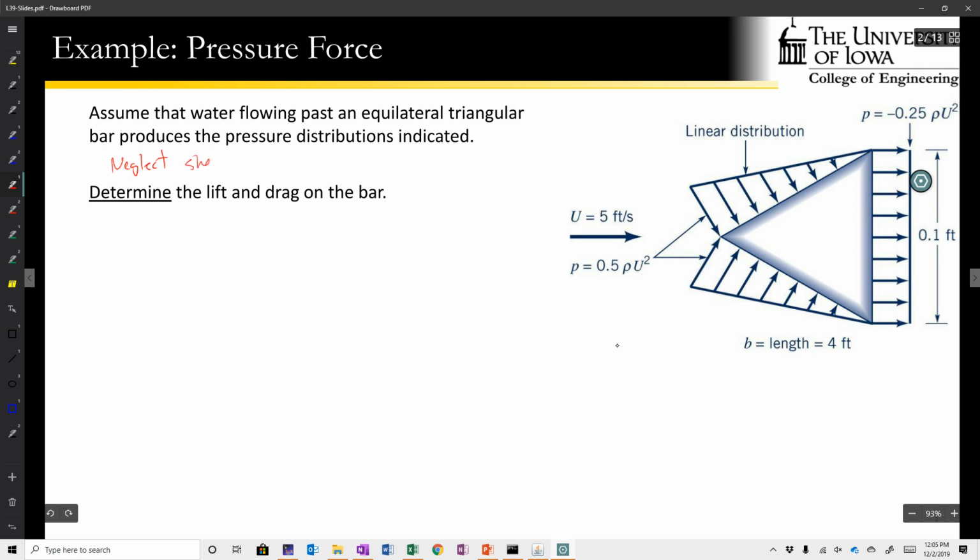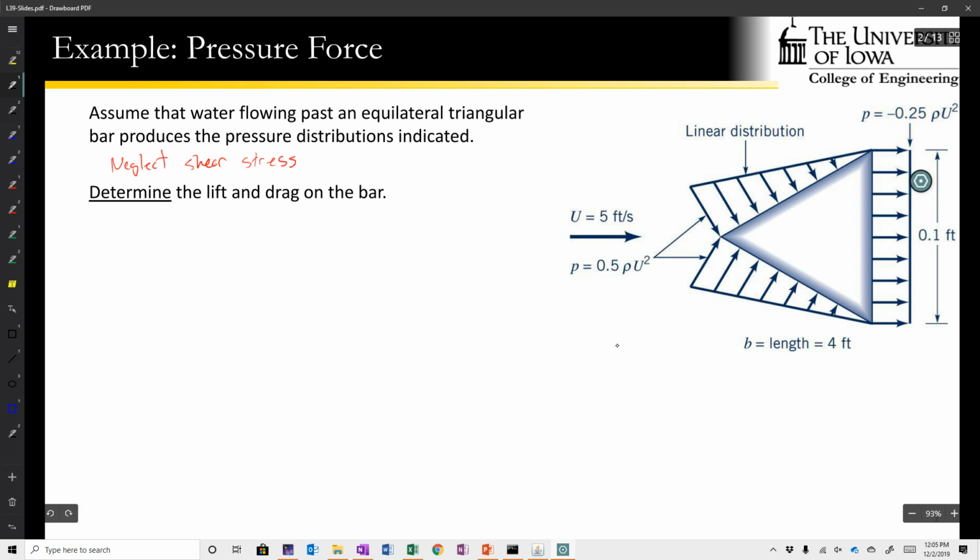In this problem, we are neglecting shear stress. But given this information, we're now asked to calculate the lift and the drag on this bar. So this is going to be a pretty simple case of plugging in pressures into those two equations we just derived for lift and drag, and proceeding to carry out those integrals.